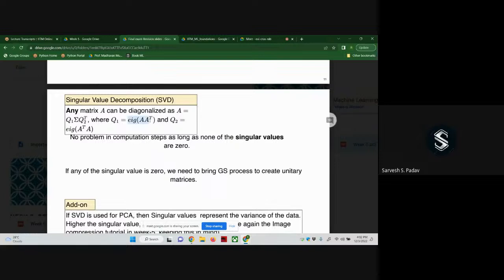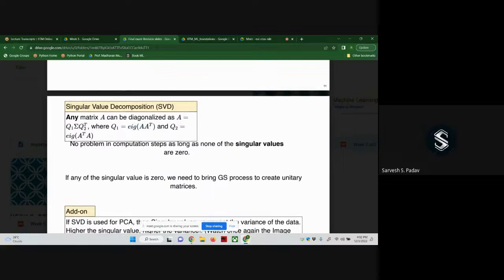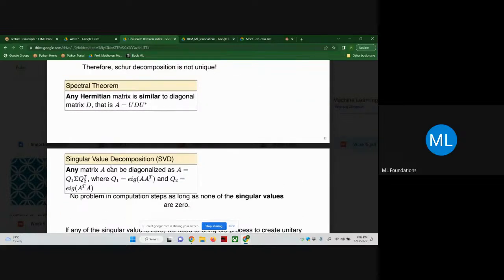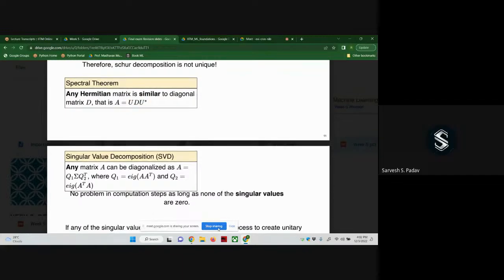In case A is Hermitian, will this singular value decomposition reduce to the original unitary decomposition? Yeah. If A is Hermitian, then basically this will reduce to the U D U star form. Okay. Thank you.